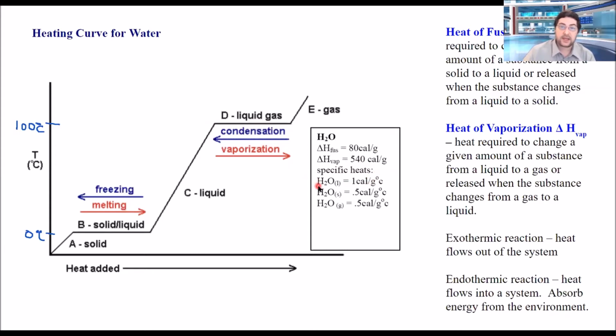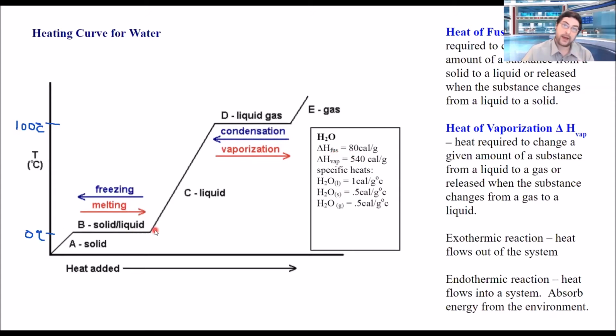And then specific heat. The specific heat of water when it is a liquid is 1 calorie per gram degree Celsius. And the specific heat of water when it's a solid or a gas, that's 0.5 calories per gram degree Celsius, okay? So we need to know these values in order to be able to do some calculations here in a minute.